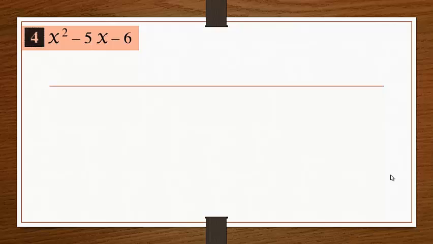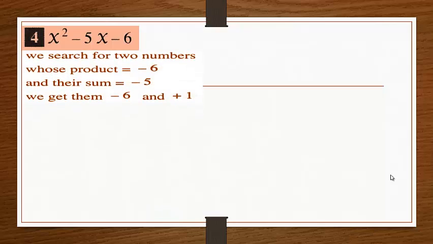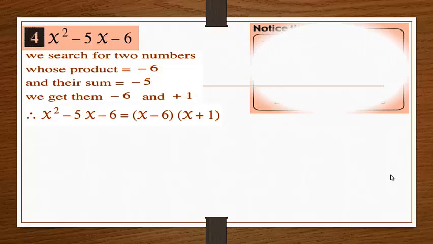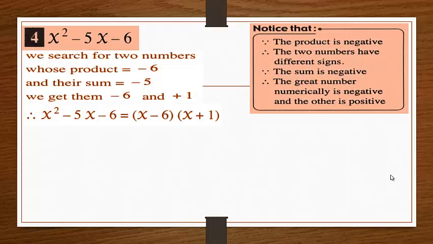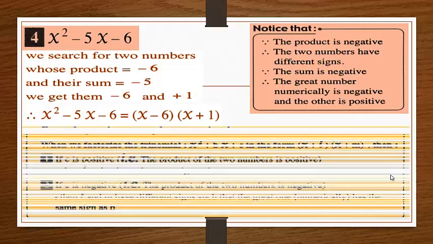x power 2 minus 5x minus 6, we will search for two numbers, their product equals negative 6 and their sum equals negative 5. We will get negative 6 and positive 1, because negative 6 times 1 equals negative 6 and negative 6 plus 1 equals negative 5. Since the product is negative, the two numbers have different signs.